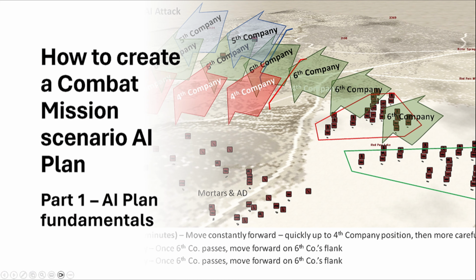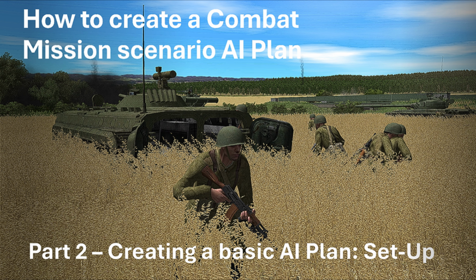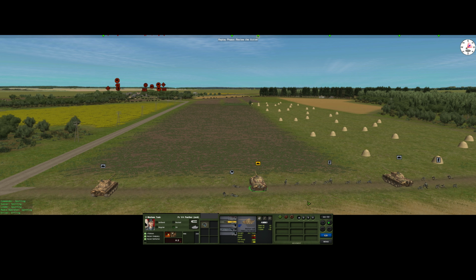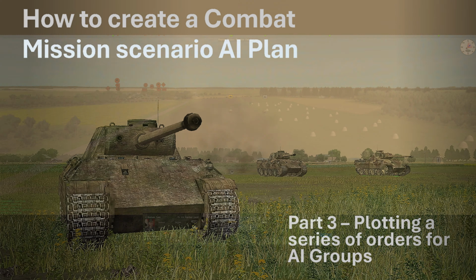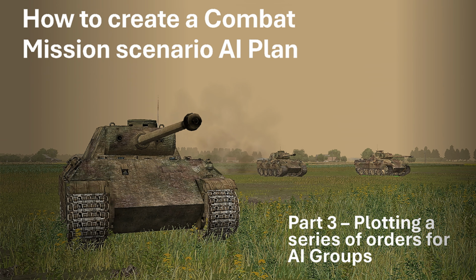In parts 1 and 2, I covered AI plan fundamentals and the AI plan setup phase. If you haven't seen these parts and are new to creating AI plans in Combat Mission, I recommend watching them before continuing with this section. If you're already familiar with the basic AI plan fundamentals and how to allocate units to AI groups in the setup phase, then please feel free to dive straight into part 3 before you watch this.